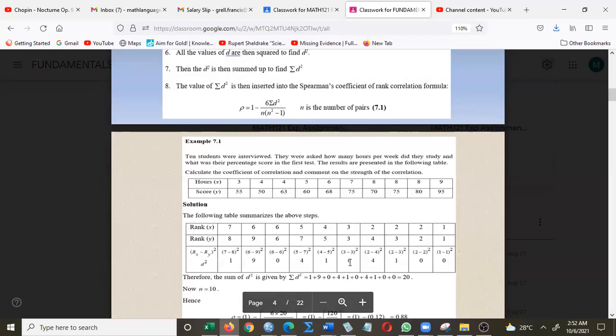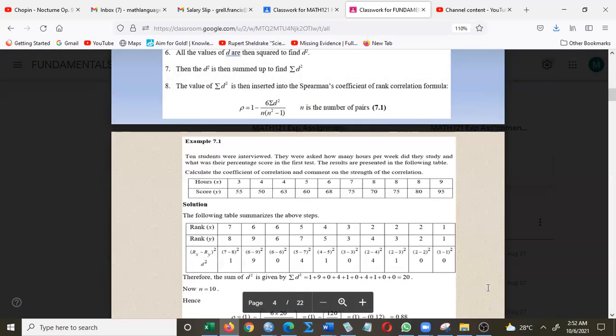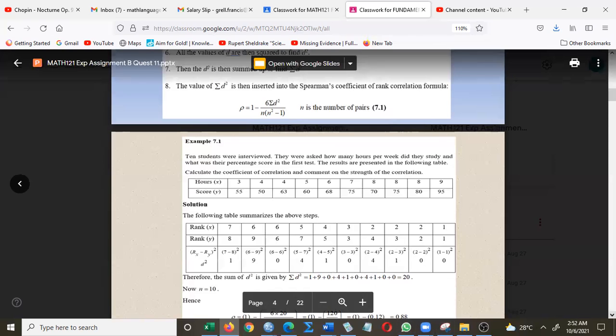3 minus 3 is 0. 0 squared is 0. 2 minus 4 is -2, -2 squared is 4. 2 minus 3 is -1, -1 squared is 1. 2 minus 2 is 0. 0 squared is 0, 1 minus 1 is 0, 0 squared is 0. And then you sum up all those d squares to get 20. And n we know is equal to 10.